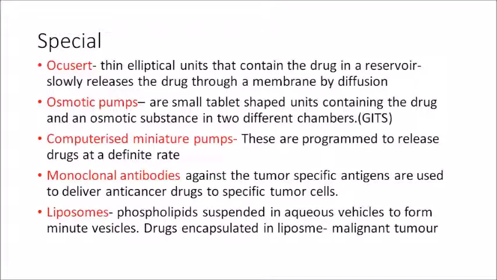Finally, there are some special routes of administration. One is Occusert. Just know what all these terms mean. Occuserts are thin elliptical units that contain drug in a reservoir and this slowly releases the drug through a membrane by diffusion. For example, pilocarpine Occuserts are used in glaucoma and it releases pilocarpine for 7 days.